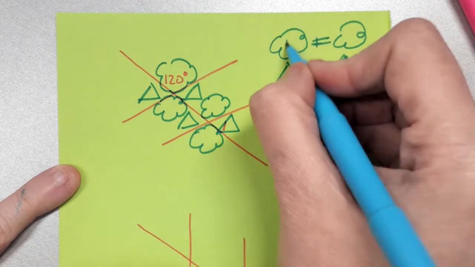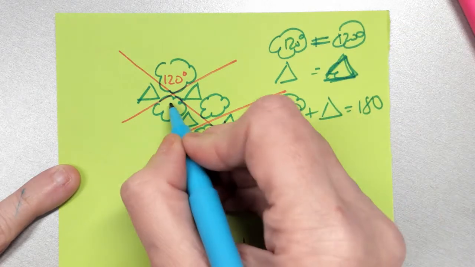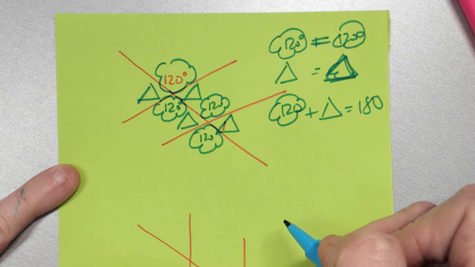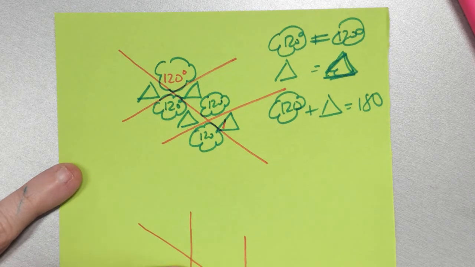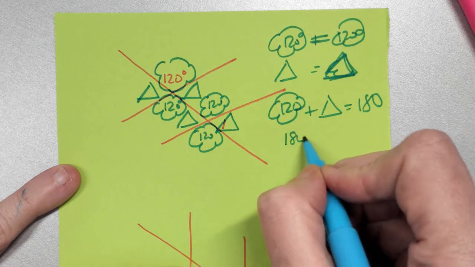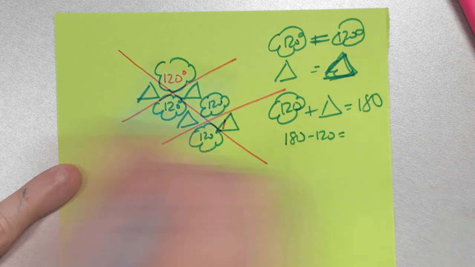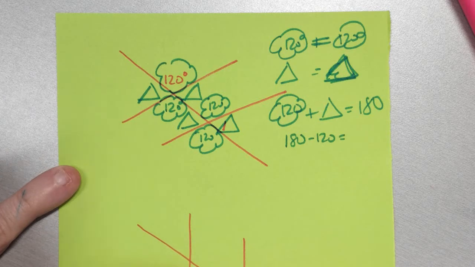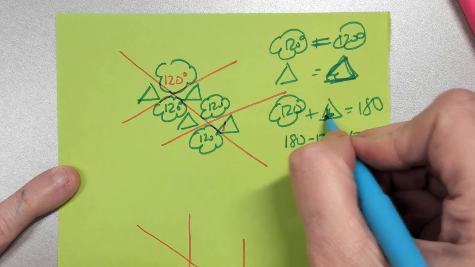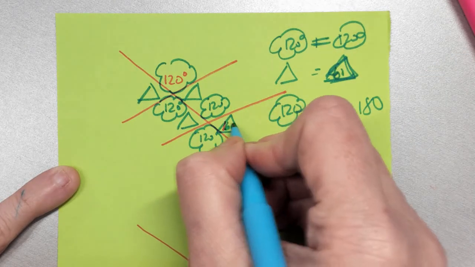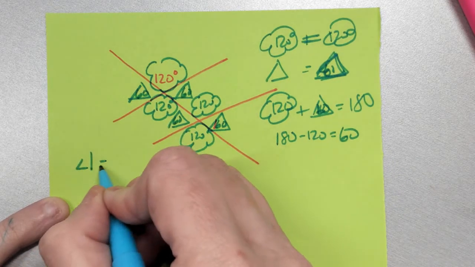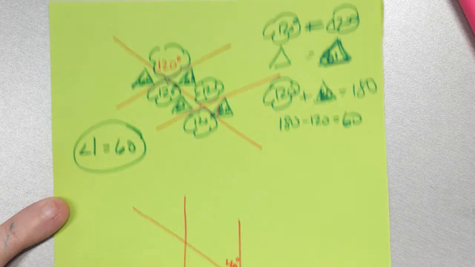Well, I know about this one. So I know that everything here is 120. Am I looking for a cloud? No, because my 1 is in a triangle. So I need to say 180 minus 120. That's 60, right? I got to check my calculator. It's been a long day. It's 60. So that means anywhere else I can put a 60, so angle 1 is 60, and that's my answer.